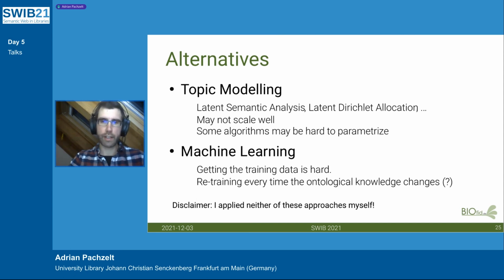And then, of course, the elephant in the room is machine learning. You can do this. However, you have to get training data. I didn't have training data, so I went the approach that I showed you. Machine learning may be the better way at some point, specifically because it doesn't use so many resources. And I'm not too sure if I have to retrain my model when my ontology is changing. So you have to figure this out.